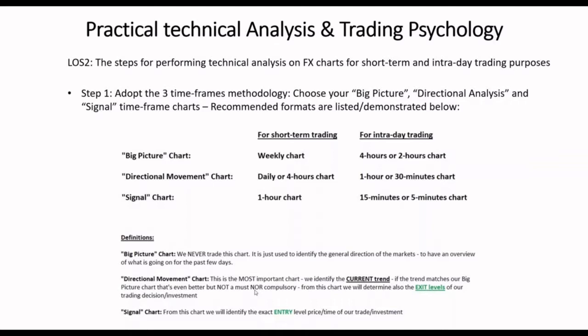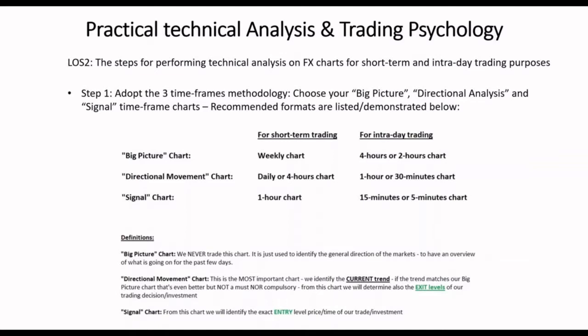So the directional movement chart is to decide whether we are going to go long or short, and we're also going to decide what our stop loss and take profit levels will be. So the direction of the market and the exit levels of your trade, of your investment, will be determined by the directional movement chart. The signal chart, we will identify our entry level price or time of our trade investment. So the signal chart will tell us when to enter, the exact price that we will enter the market.